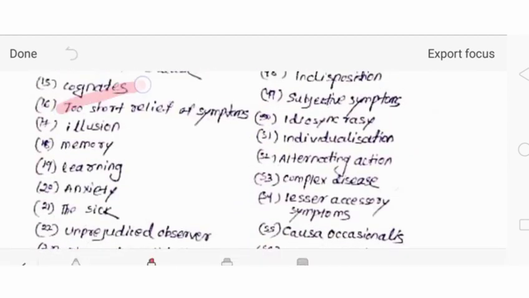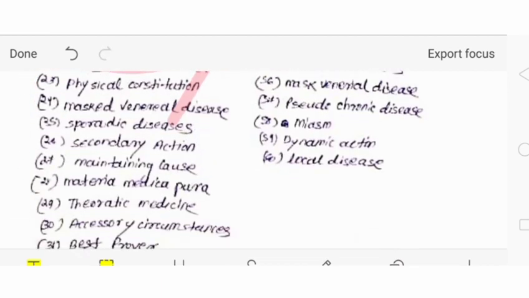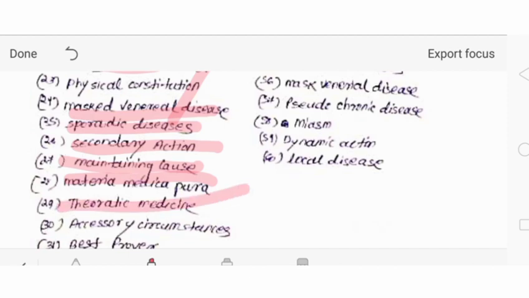Cognate comes from what? Kent topic. Describe cognate. Hahnemann's complement term is described as cognate in Kent's philosophy book. Then short relief of a symptom, what does it mean? It has not come, because it is not included in the second page. Illusion, memory, learning, anxiety, sick. Kent chapter 1 on prejudice, observer, aphorism 6. Okay, physical constitution, Marx venereal disease. What is sporadic? What is secondary action? What is maintaining cause? All these you can find in my videos.